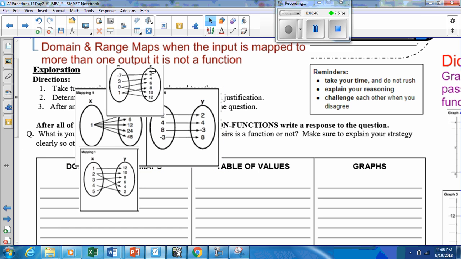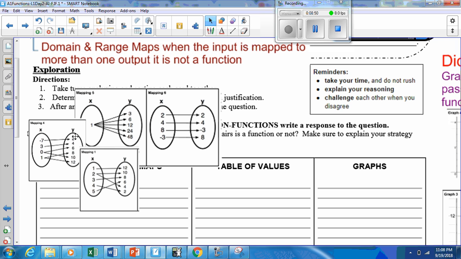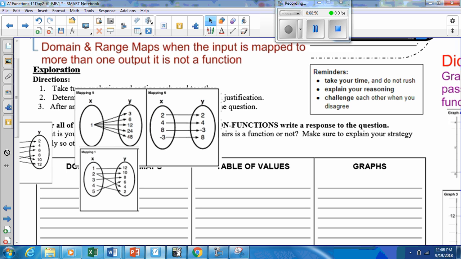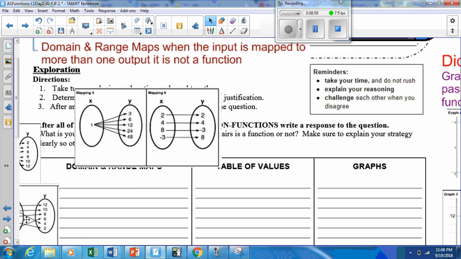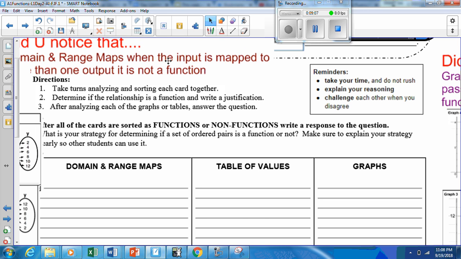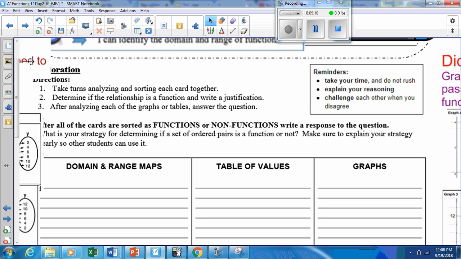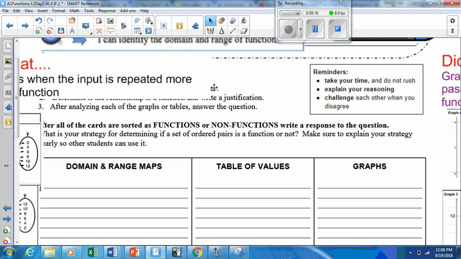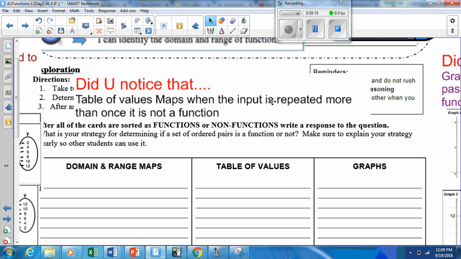Okay, let's put this away. Just slide it out of the way. So we wanted to take a look at tables of values and when they would not be considered functions. Well, here we go. The table of values: when the input is repeated more than once, it's not a function. So what would that look like? Okay, well, let's consider the following.